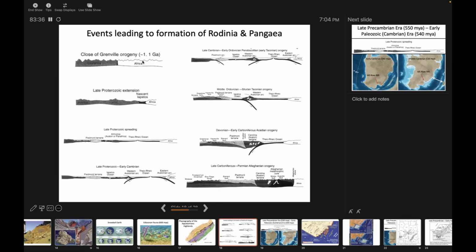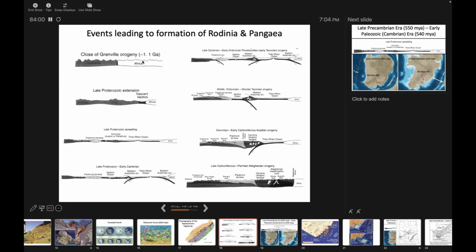So as Africa now is moving away, the crust is beginning to thin out. You see it sort of pulling apart in what's called this late Proterozoic extension. That's going to continue to happen. Where again, over here is Laurentia on the far left, Africa is on the far right.